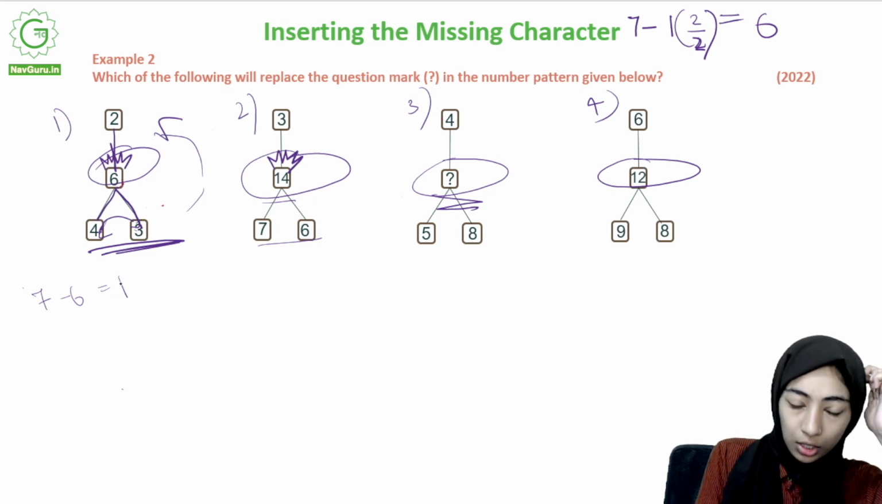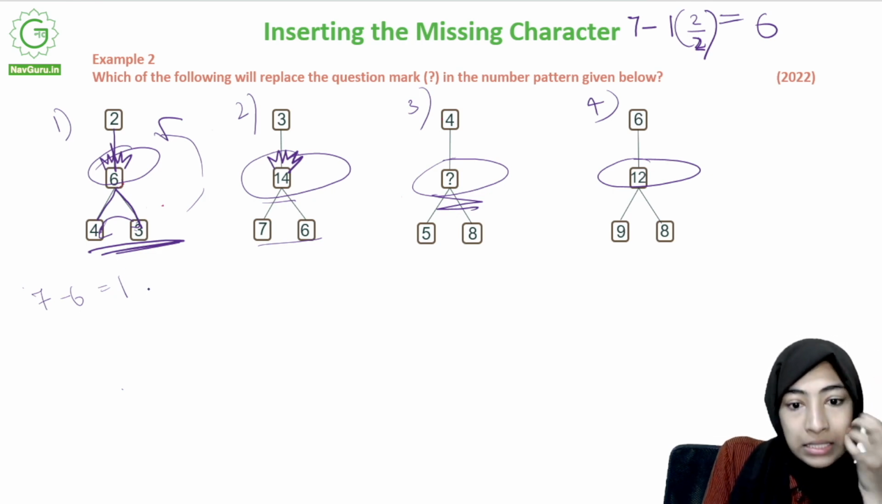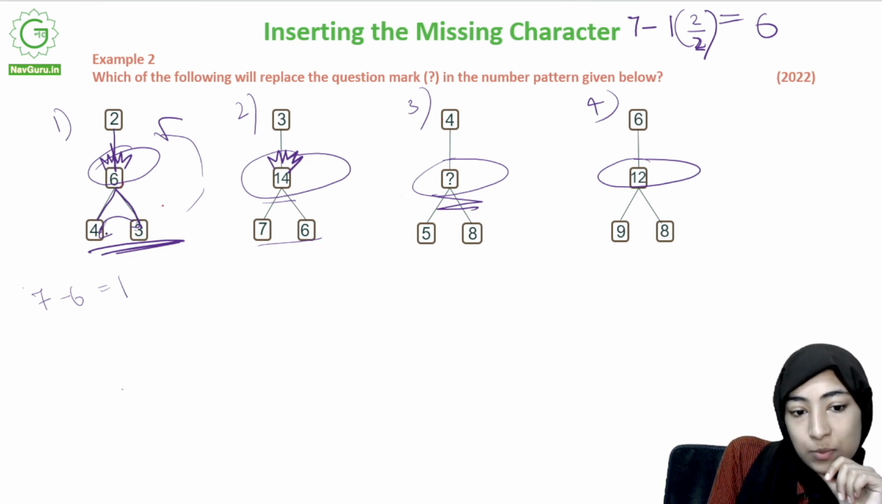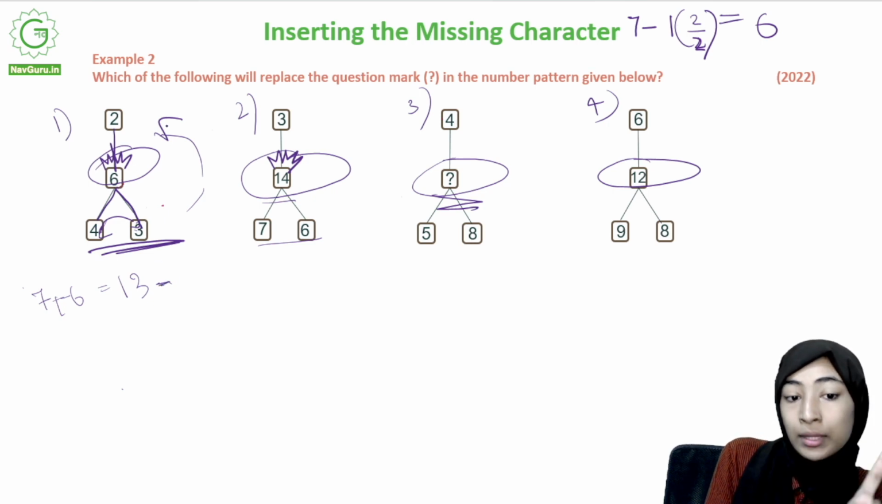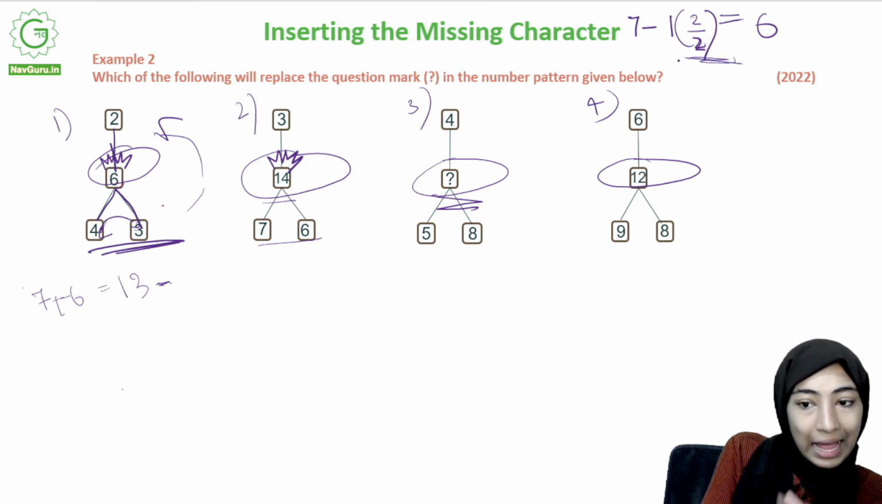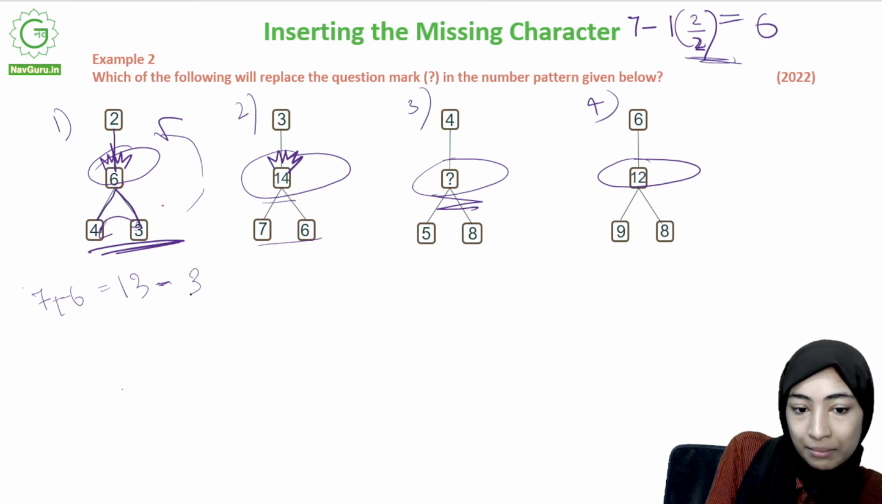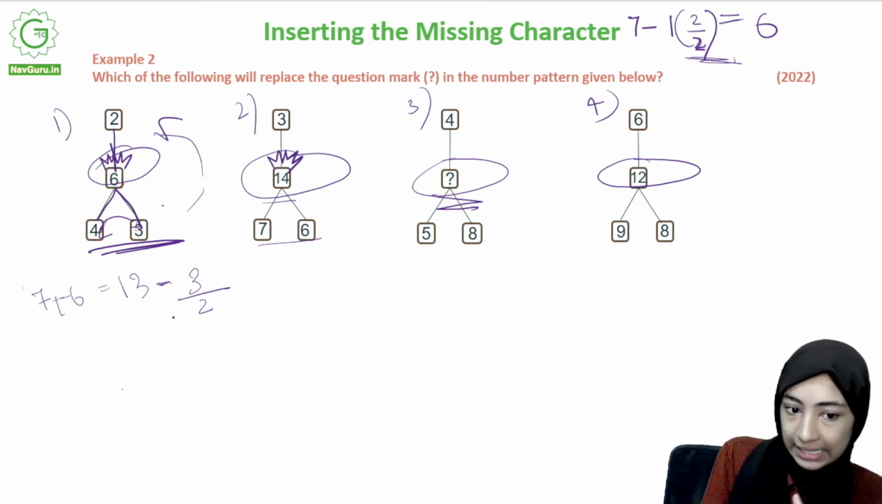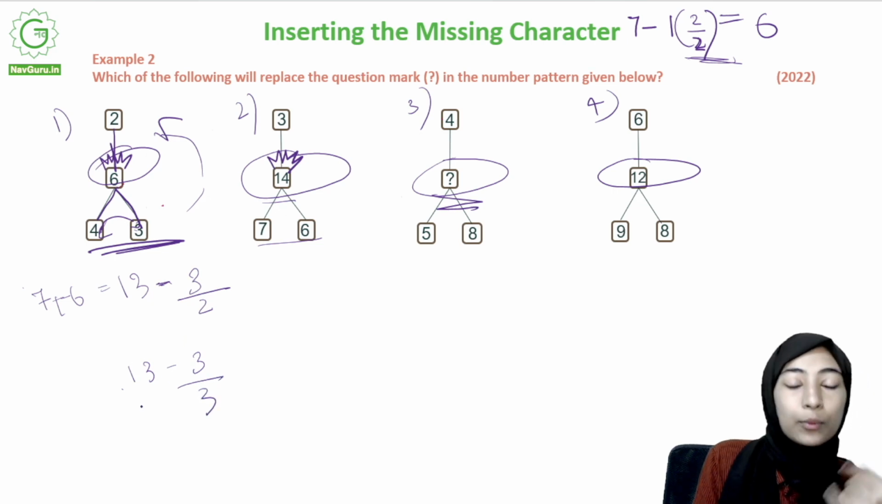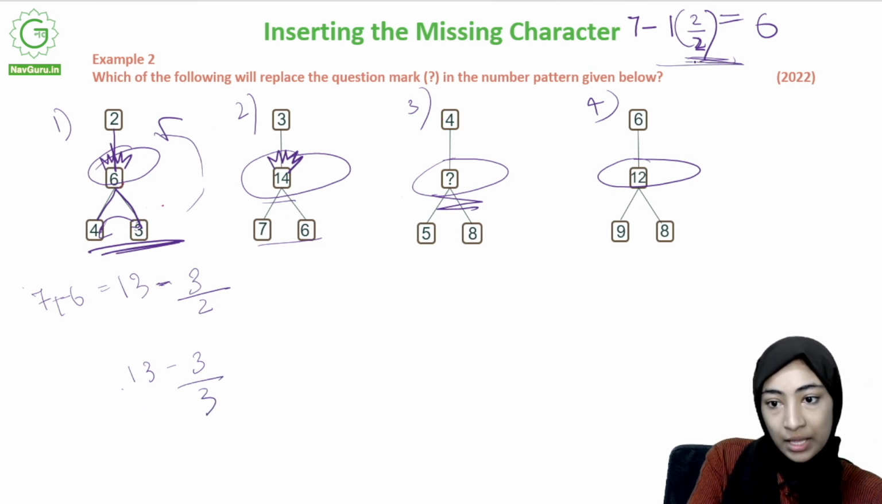Now, 1 minus, what did we do in this case? We did 4 plus 3, right? So 7 plus 6 is 13. 13 minus 2 by 2. So here, you can write it as 13 minus, since in this first case we took 2 by 2, right? Which is basically the half of 2. So you can either treat it as 13 minus 3 by 2, basically taking the half, or you can treat it as 13 minus 3 by 3, because you're just dividing it with the same number like we did in this case, where you took 2 by 2.